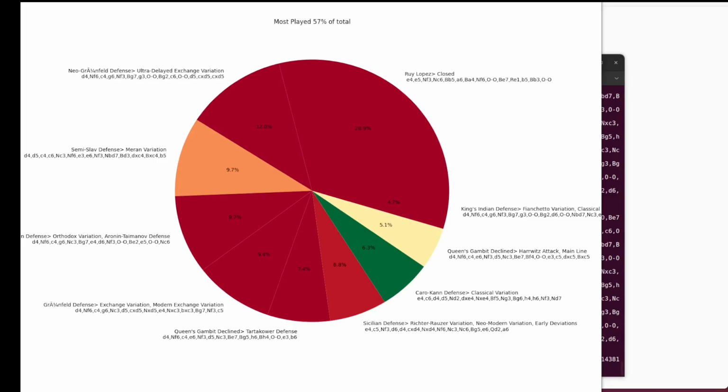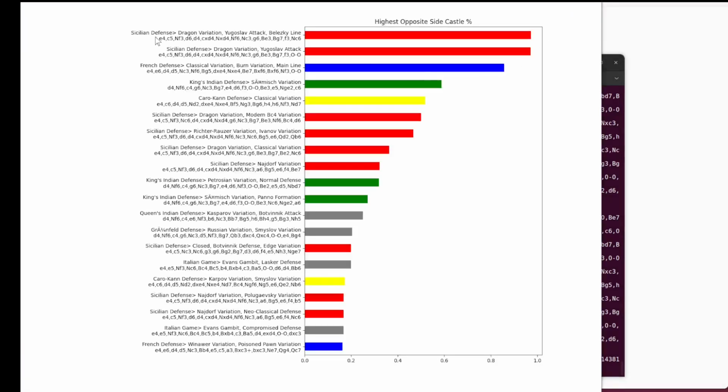Royal pairs. That's just the frequency of the openings. Here we go. Dragon variation, Yugoslav attack. Numero uno, 90% castling opposite sides. French defence, classical variation, Burn variation, main line. Also very high percentage. Caracan yellow. Yeah, the King's same-ish should be green. King's Indian Defence, Petrosian. King's Indian Defence, same-ish. Panno formation. And that's actually a good picture to leave it on.